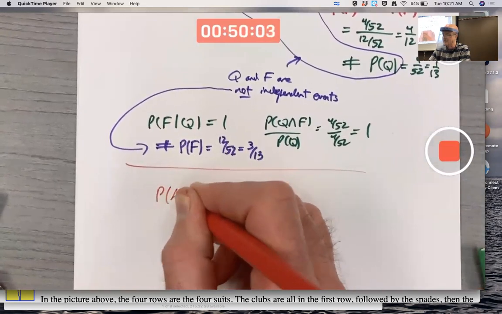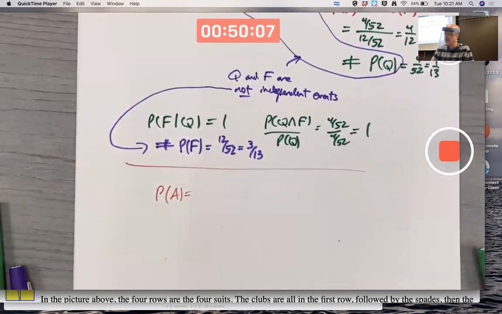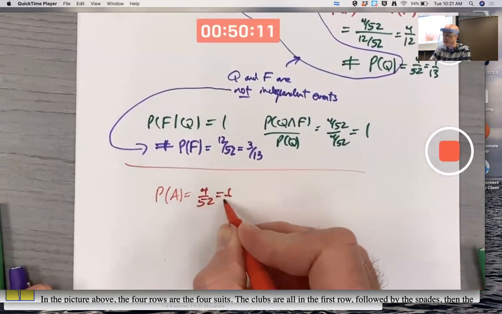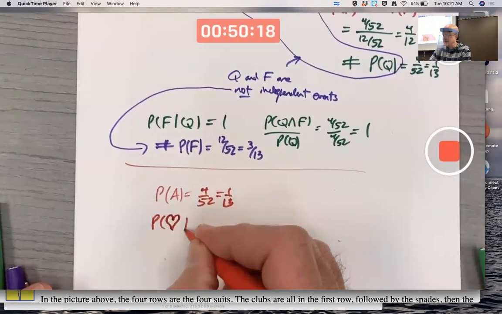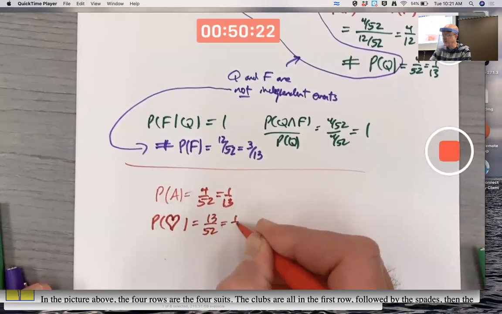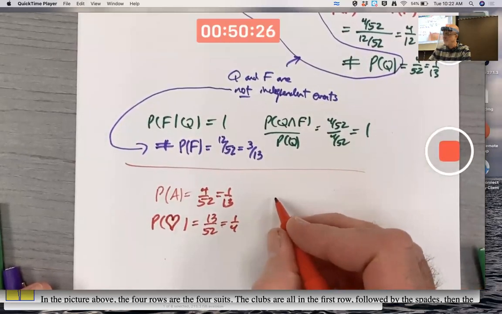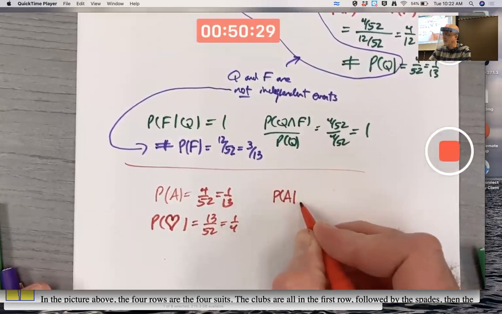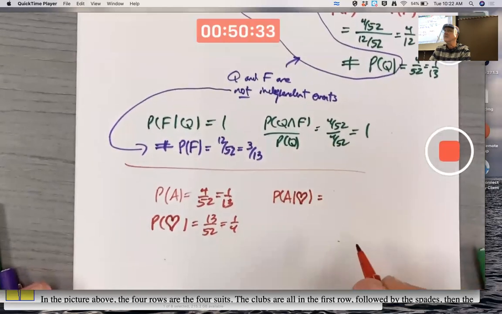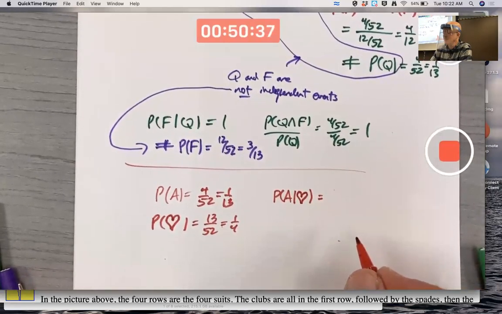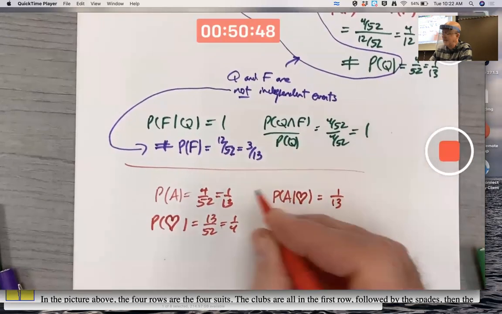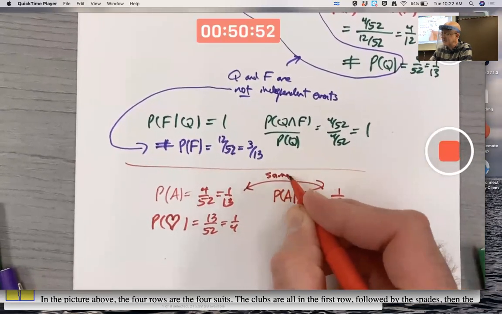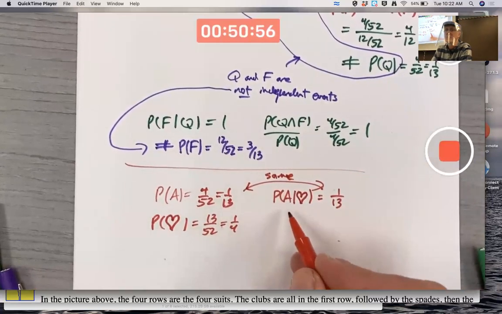Probability of being an ace card in general. There's 4 aces. That's 4 out of 52, 1/13. The probability of being a heart. Well, there are 13 hearts. That's 1/4. The conditional probability of being an ace, given that it's a heart, is what? 1/13. Yeah, how many hearts are aces? One of them, 1 out of 13 hearts. Hey, the same. The ordinary probability of A is the same as the conditional probability of A given a heart.